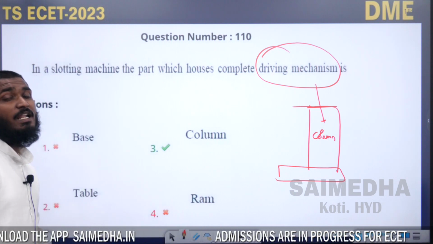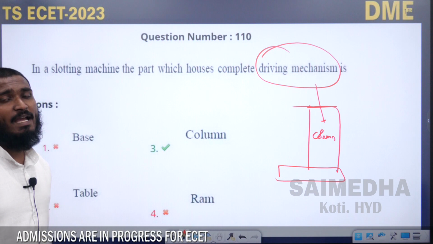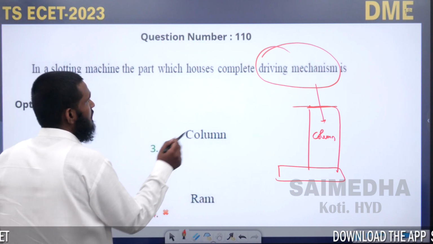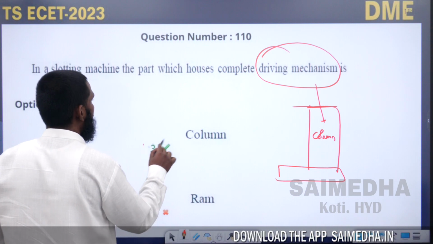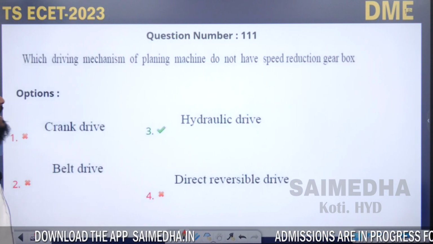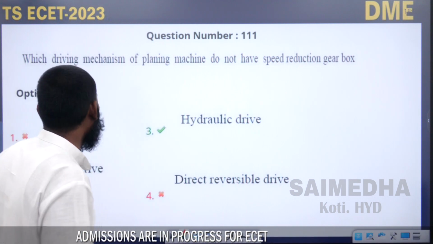Like in the milling machine, whatever driving mechanism we have is in the column itself. So over here also, in the slotting machine, we have all the driving mechanism in the column. Option 3 is correct. Now next part, which driving mechanism of planing machine does not have speed reduction gearboxes?